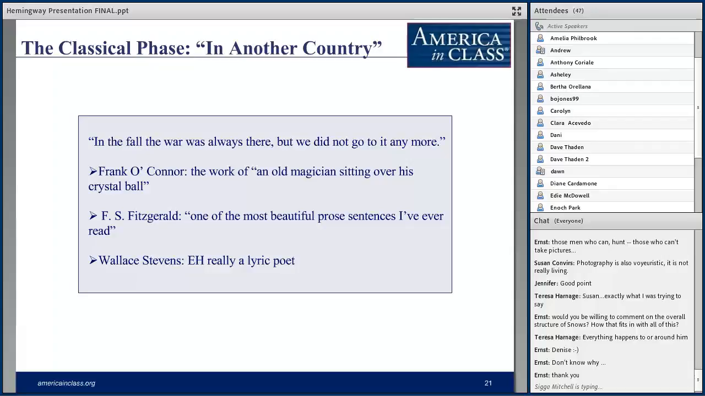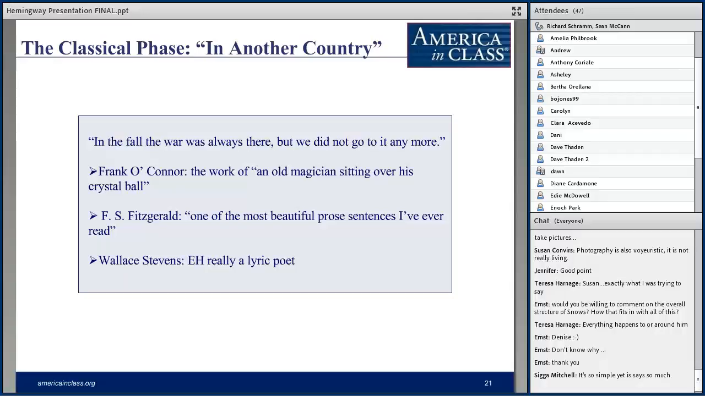Well, I don't want to go on with what I want to say, because I want to hear what other people have to say. There we go. It's so simple, yet it says so much. Brilliantly put. Yes, very well. Okay, there you go.